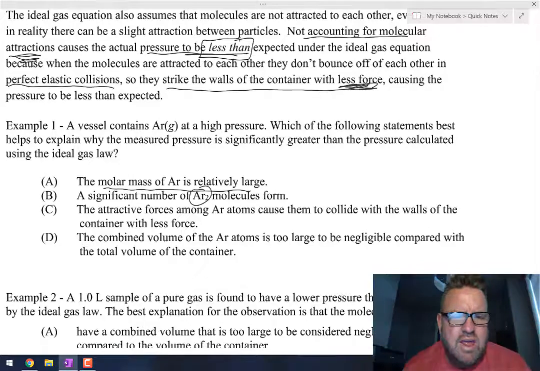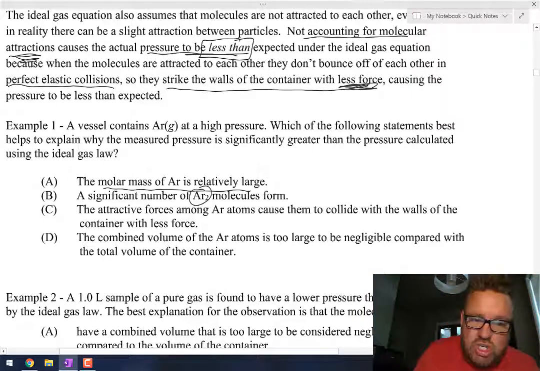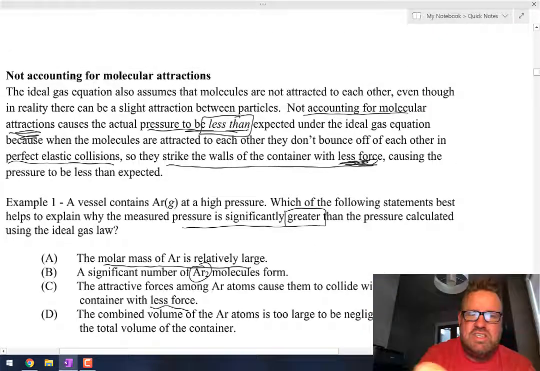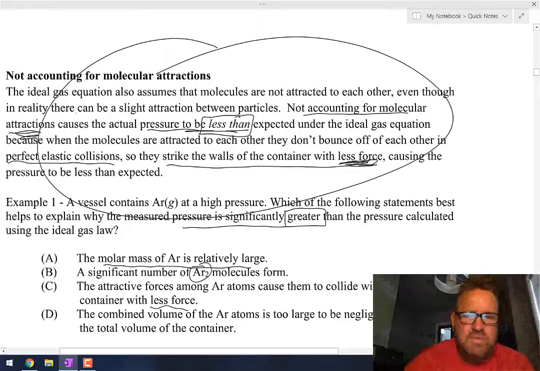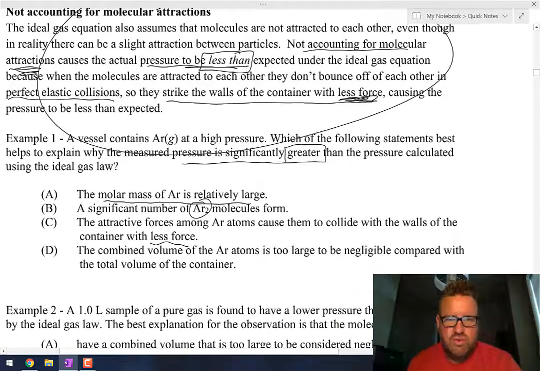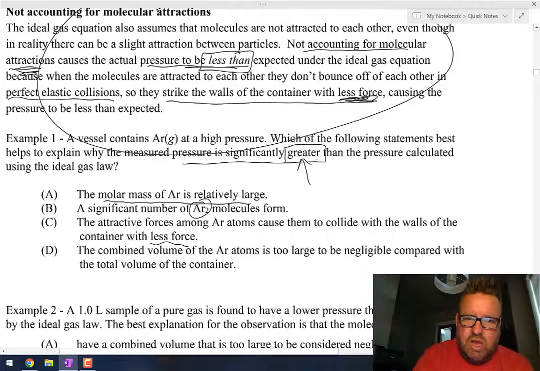Okay, C, the attractive forces among argon atoms would cause them to collide with the walls of the container with less force, which is true. That is 100% true. But that's not going to make the pressure greater. That would make the pressure lower. That's our second one here. When you don't account for the attractions, C is absolutely true if the answer was lower.